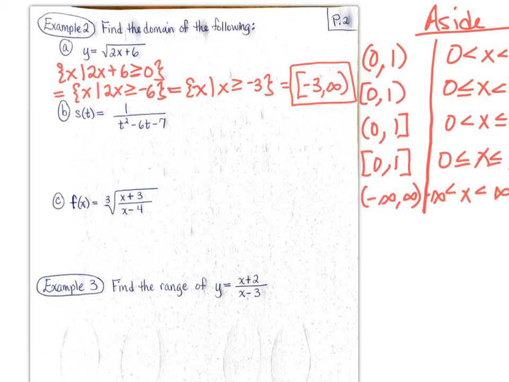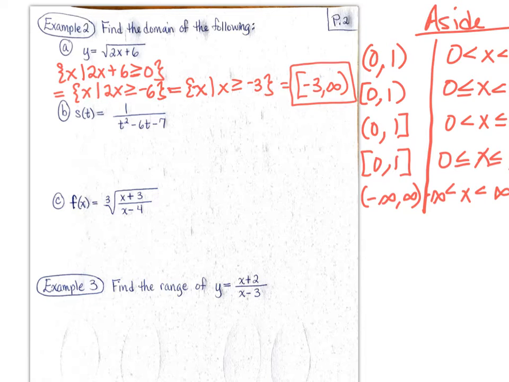What questions do you have? Yes? Why'd you do a closed bracket for -3? Because you have an equal to here. Anytime you have a greater than or equal to or less than or equal to, that indicates you have a bracket. But if it's strictly greater than or strictly less than, you have a parentheses. What other questions do you have? Okay, so let's look at another one.